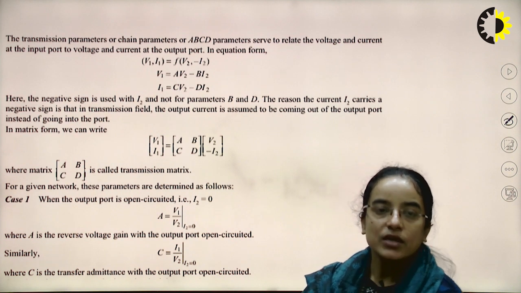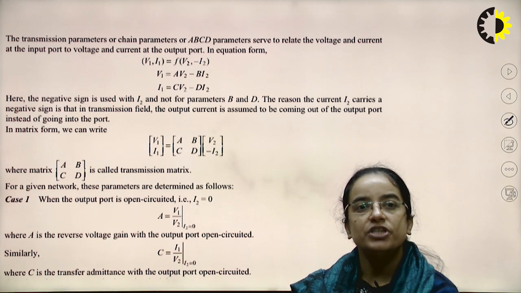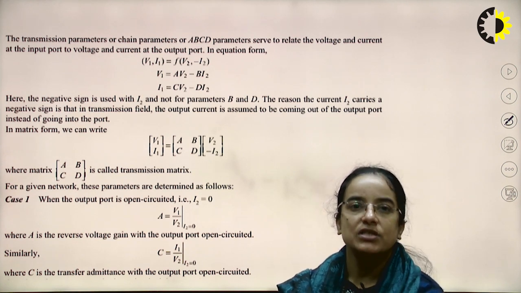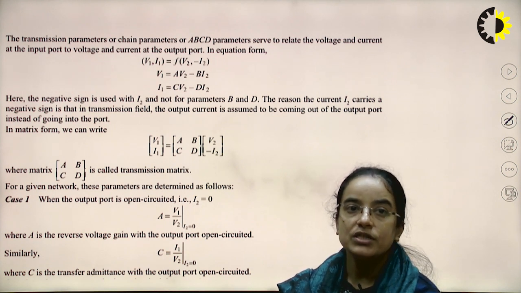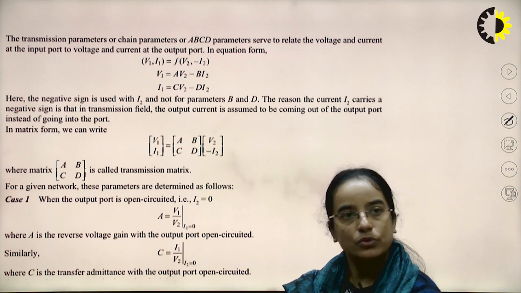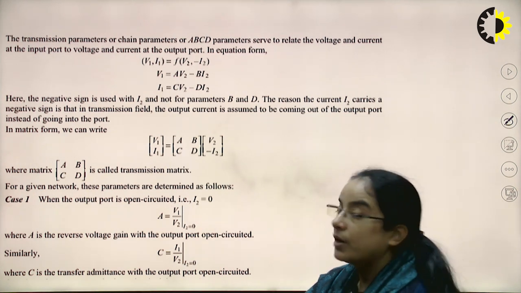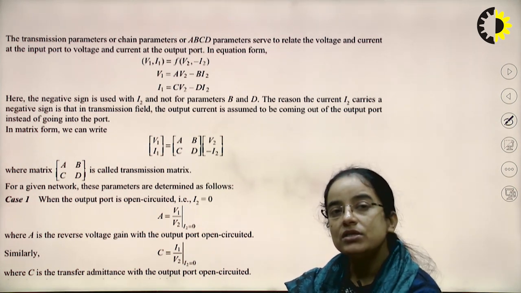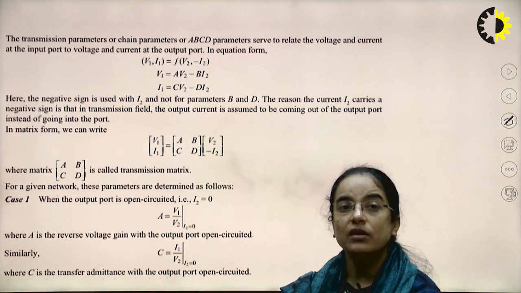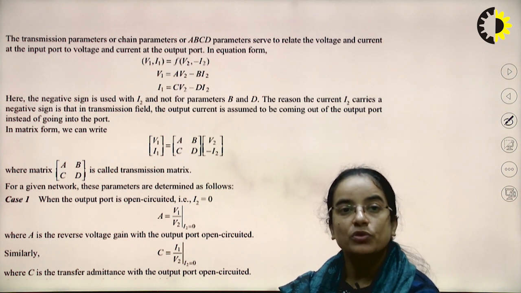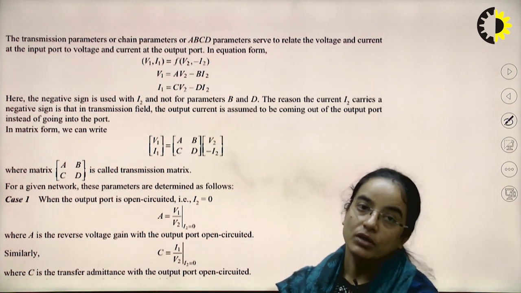So now next is the transmission parameter. The transmission parameters, or chain parameters, or ABCD parameters, serve to relate the voltage and current at the input port to the voltage and current at the output port. Transmission parameters are also known as chain parameters, ABCD parameters or T parameters. So these relate the input voltage and input current with the output voltage and output current. So V1 and I1 will be a function of V2 and minus I2.